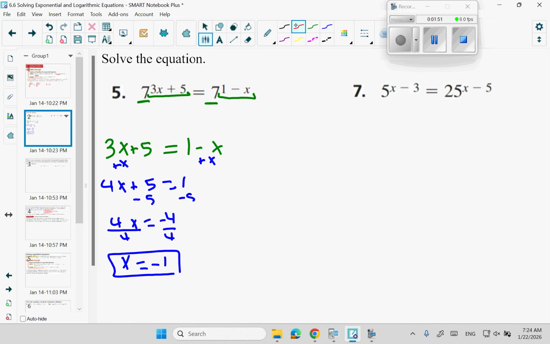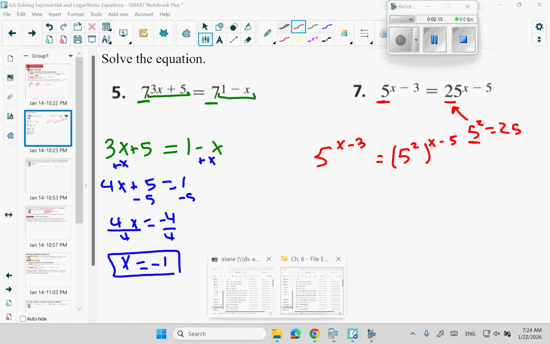Over here on number 7, my base numbers aren't the same. However, 25 can be written as 5 squared. So I'm going to replace the 25 with 5 squared. My left-hand side stayed the same, and I'm going to get 5 squared, and I still have this x minus 5 up there.